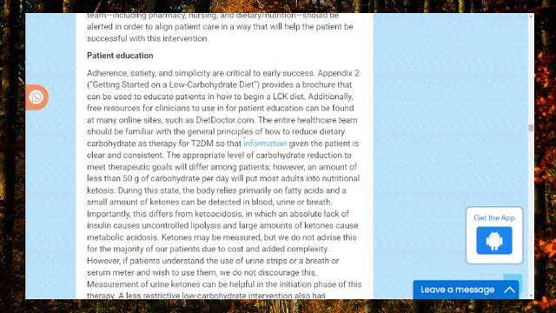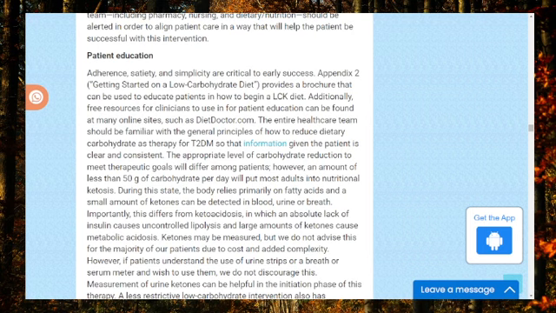The entire healthcare team should be familiar with the general principle of how to reduce dietary carbohydrates as a therapy for T2DM, so that information given to the patient is clear and consistent.